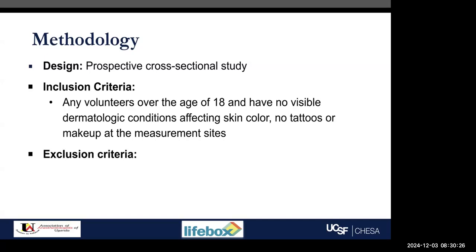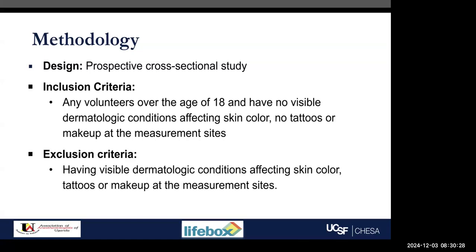We are doing a prospective cross-sectional study, and we are recruiting any volunteers of age 18 and above, with no visible dermatologic conditions affecting their skin color, or tattoos or makeup at the measurement sites. And we are excluding those with visible dermatologic conditions, tattoos, and makeup at the different measurement sites. Next slide.